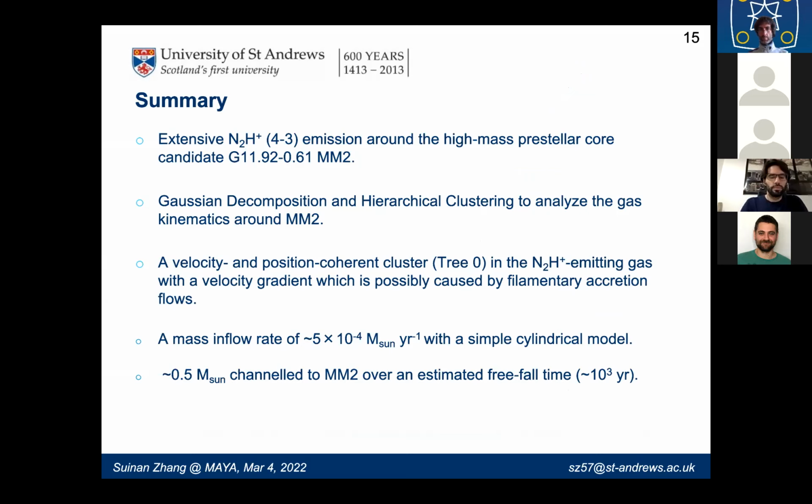We discover a velocity and position coherent cluster in the N2H+ emitting gas, which displays a clear velocity gradient and is possibly caused by filamentary accretion flow. We derive a mass inflow rate of about 5 times 10 to the minus 4 solar mass per year using a cylindrical model. And about half a solar mass could be channeled to MM2 by this accretion flow over one estimated free fall time. Yeah, that's it.